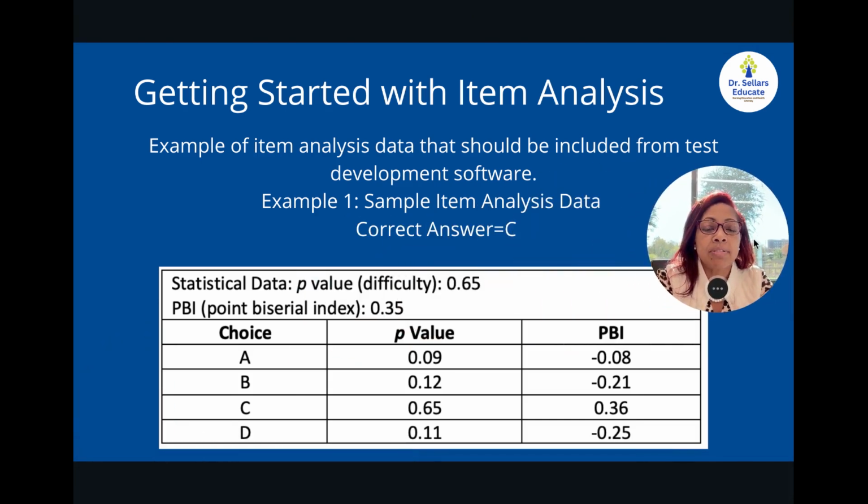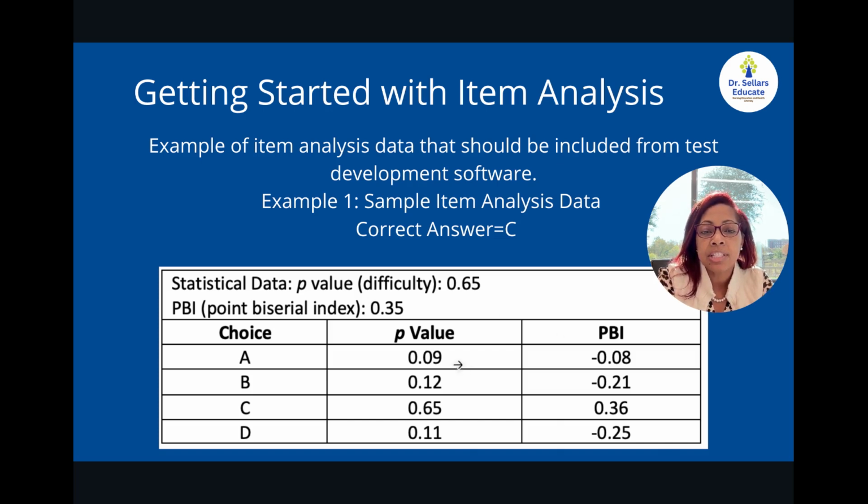All right, so we have some data here that we want to talk through. First of all, we know that the correct answer is C. We know that the p-value for the actual question is 0.65, and we know that the point biserial index is 0.35, and we know it's positive. Go ahead and write down right now what this information tells you. Okay, so 0.65 for p-value, 0.35 for point biserial index. We have p-values and PBIs that have been given to us.